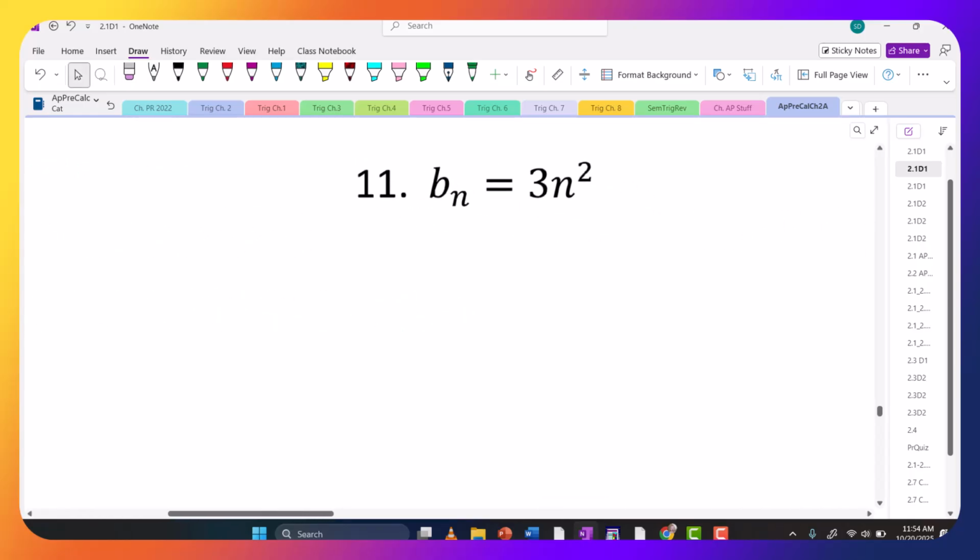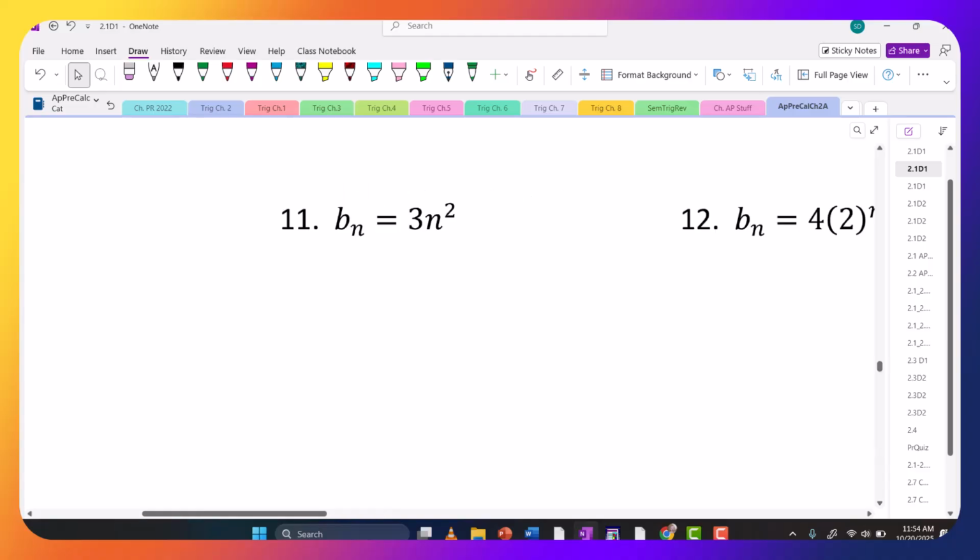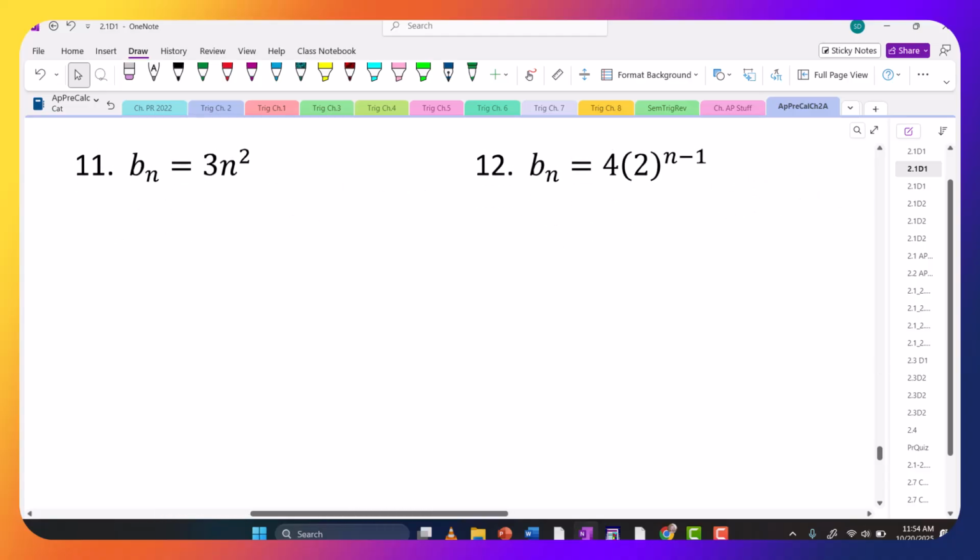What's this one? Arithmetic, geometric, or neither? Ooh. This is a neither. This is geometric. Why? What's the common ratio? What's the common ratio in number 12? What's the common multiplier? 2. What term is 4? What term is 4? A sub what? 1. It is a sub 1.